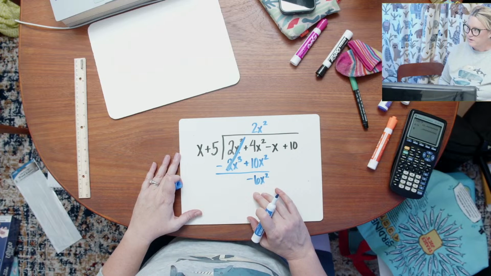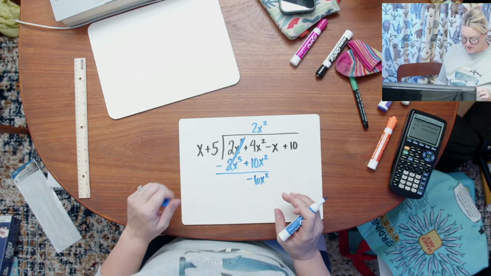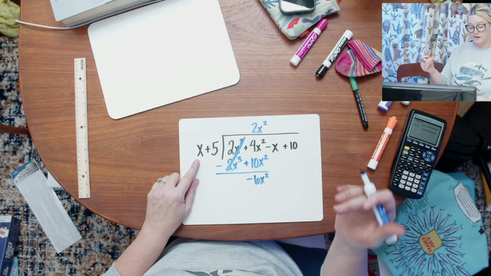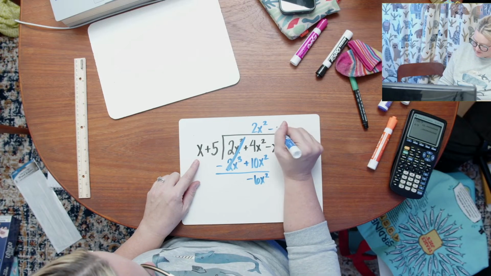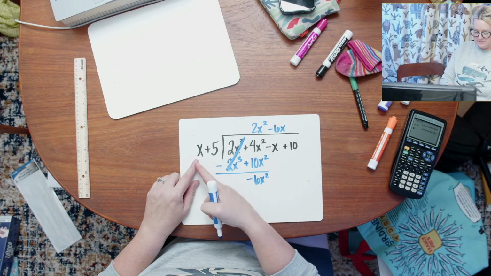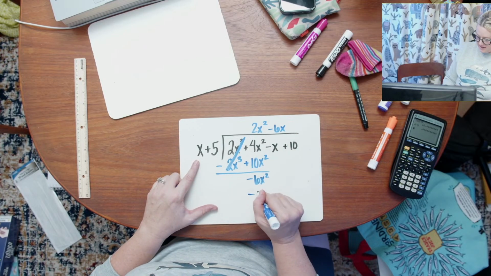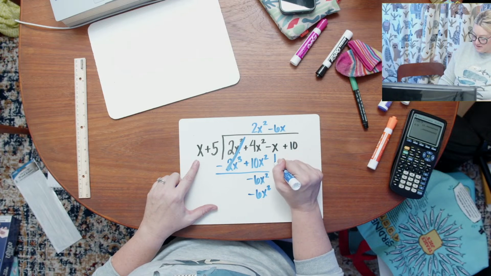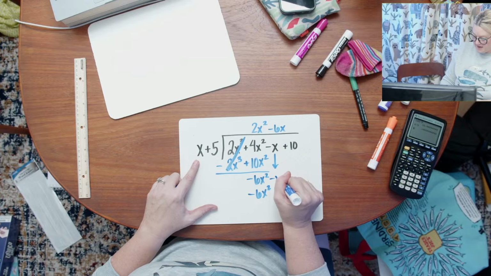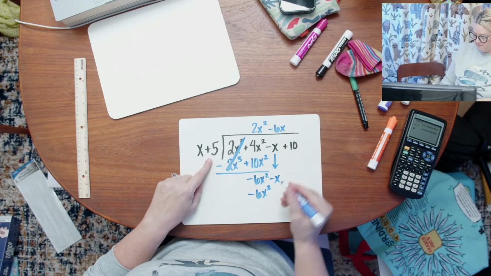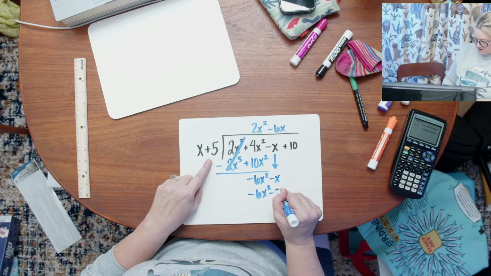I just realized what I did wrong on that. Anyway, okay, so x times what gives me negative 6x squared? Well, x times negative 6x would give me negative 6x squared, so negative 6x. So negative 6x times x is negative 6x squared. I bring down my minus x, and I have negative 6x times 5. That's going to give me minus 30x.